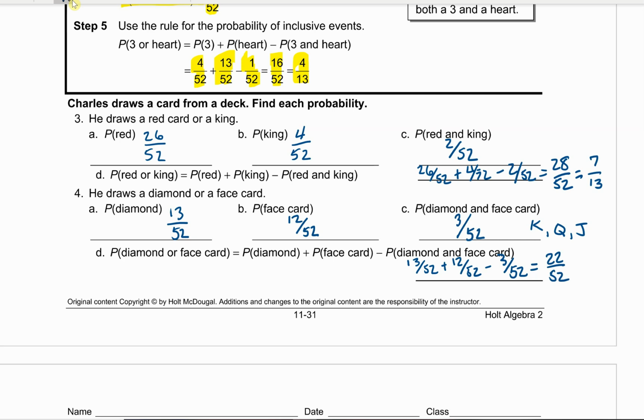How do you do that so fast? I'm smart. There's also a calculator next to me, but you'll know when I use it. 22 divided by 52 is, all right, weird, 11 out of 26. Oh, okay.